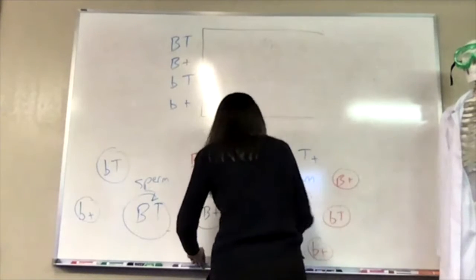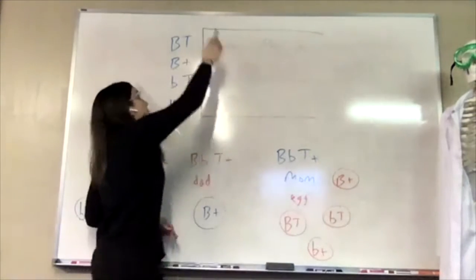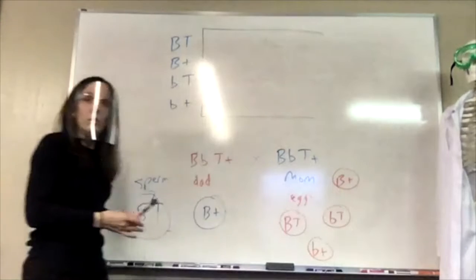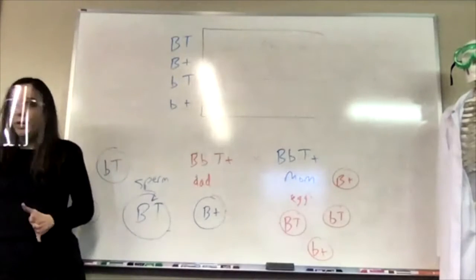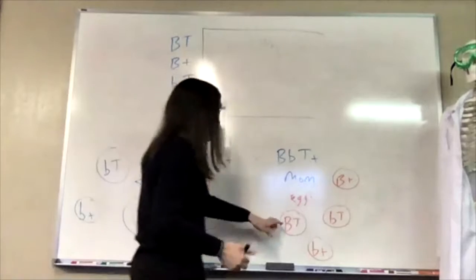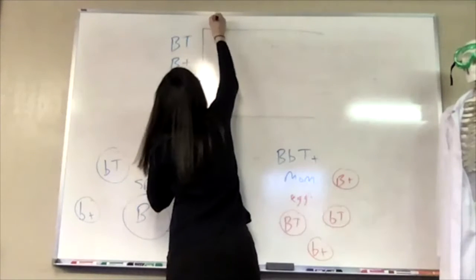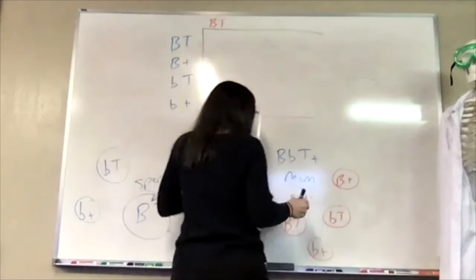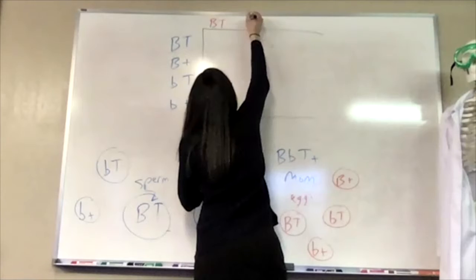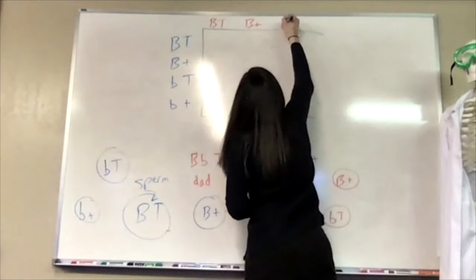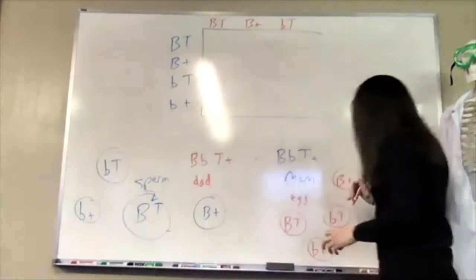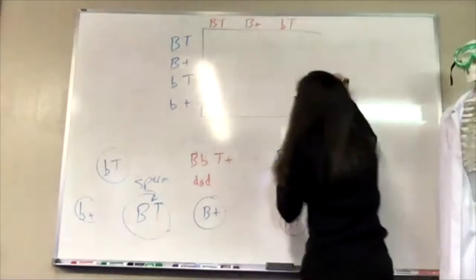And for the mom, we'll put them across the top right here. These are the 4 possible egg cells she could give to the child. Same exact thing: capital B, capital T, capital B, lowercase t, lowercase b, capital T, and then lowercase b, lowercase t.